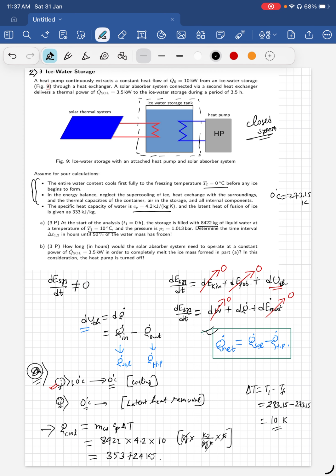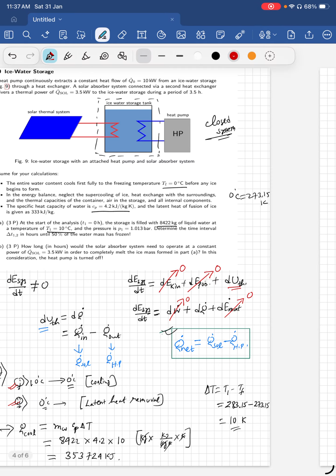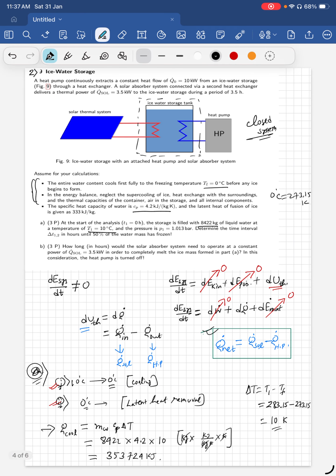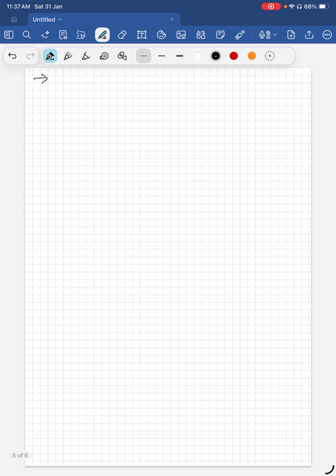Now we have to find the freezing energy, and then we will calculate the total energy. Here is the main problem. I have a question for you: do we use the full mass here? Obviously not, because they mentioned that 50% of the water mass has to be frozen. So we have to take the mass of the ice as half of the mass of the water. Half of 8422 will be 4211 kg.